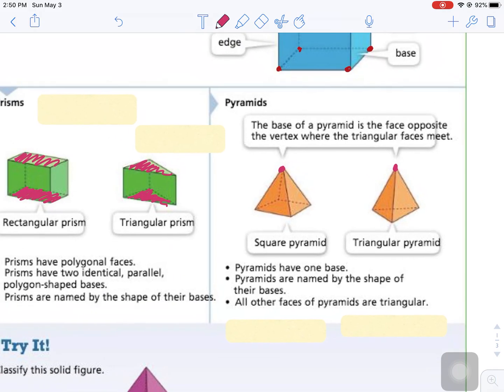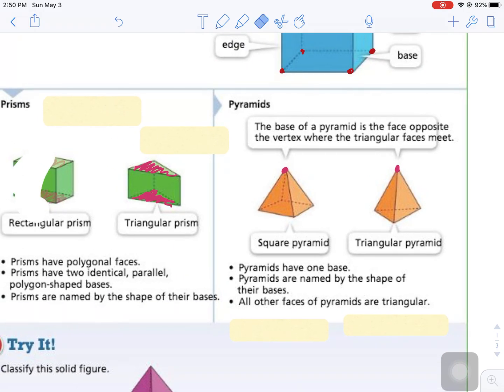And same thing that we talked about before, all of our prisms and pyramids still have edges and vertexes. So we still have edges. All of these are edges, and then we also have vertexes, so where they meet. So if you ever had to count vertexes or edges, if I asked you to, the vertexes are where the edges meet, and the edges are the line segments themselves.